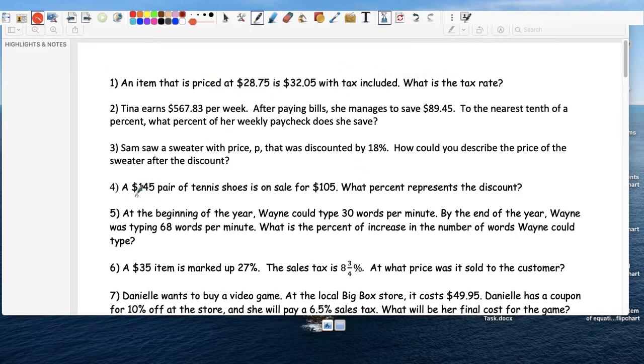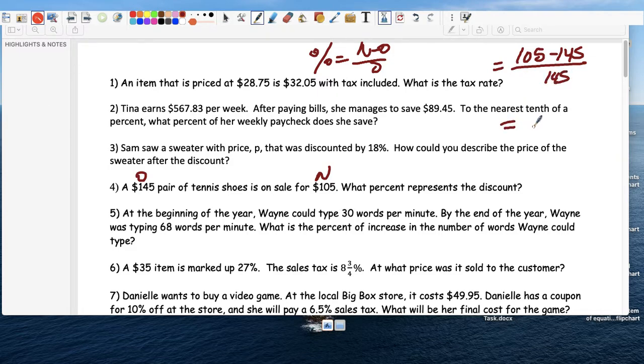$145 was the original price of the tennis shoes. It is now on sale for $105. What percent represents the discount? So obviously it was discounted, right? So this is the new price, and this is the old price. So we are going to get a negative number. So again, new minus old over old. We have to subtract 105 minus 145, which gives you negative 40 over 145. We're going to divide that.